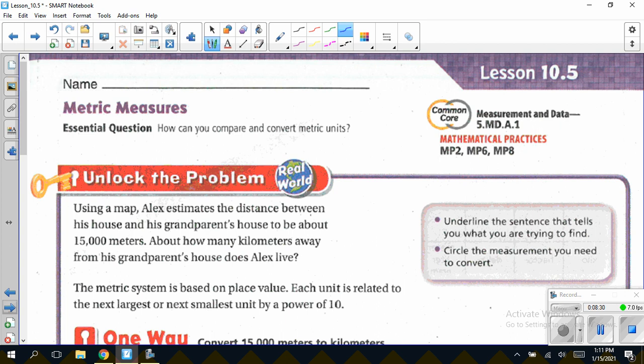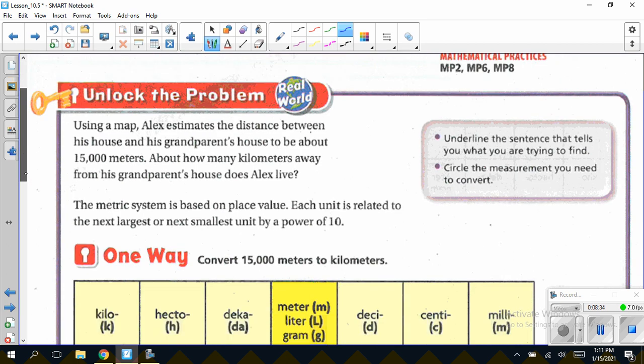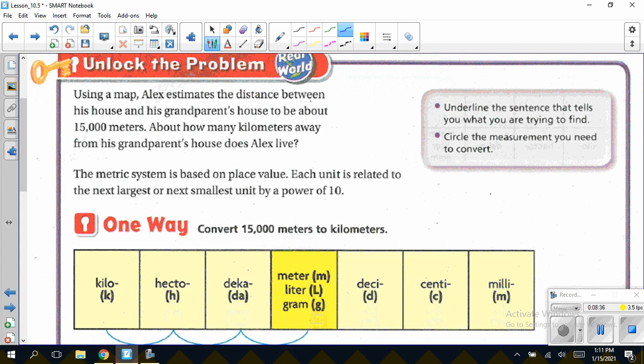So going on to page 611, underneath Unlock the Problem, it says, using a map, Alex estimates the distance between his house and his grandparents' house to be about 15,000 meters. About how many kilometers away from his grandparents' house does Alex live? Well, like I said, the metric system is based upon place value. Each unit is related to the next largest or next smallest unit by a power of 10.